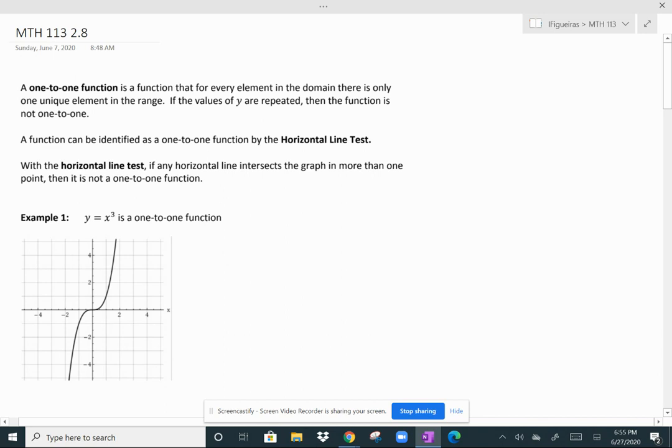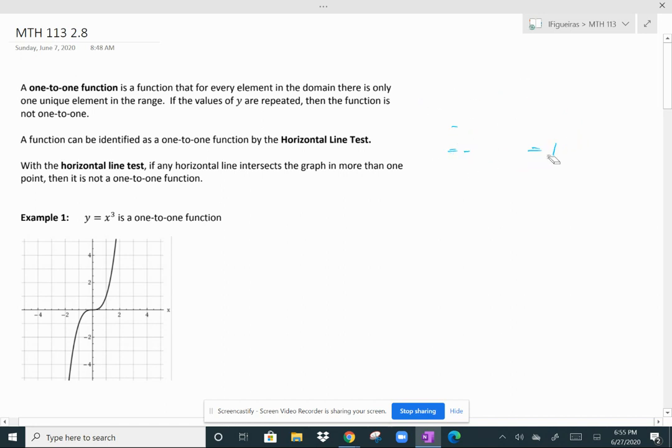An example of something that is not one-to-one would be y equals x squared, because when x is equal to 1, y is equal to 1, but when x is equal to negative 1, y is also equal to 1. So if you have any kind of repetition in your y values, that disqualifies it as a one-to-one function.